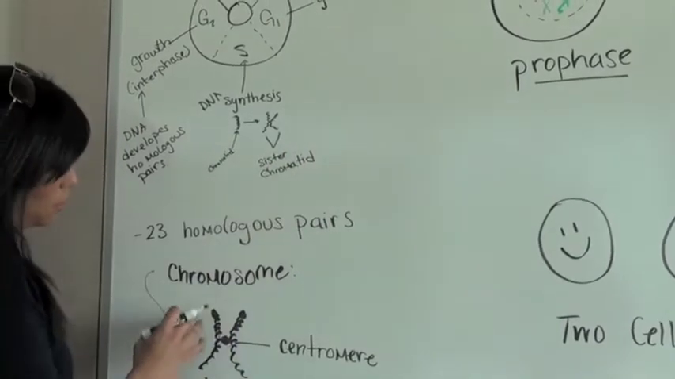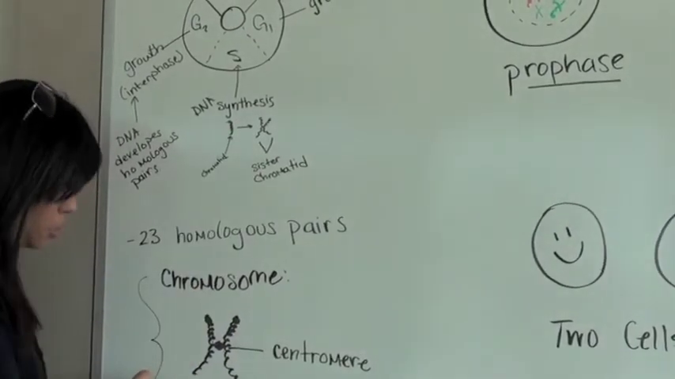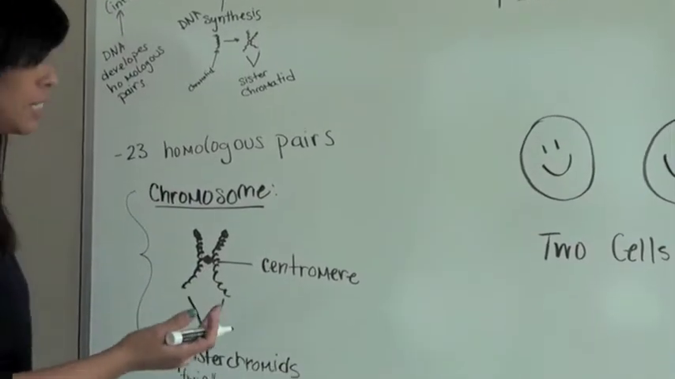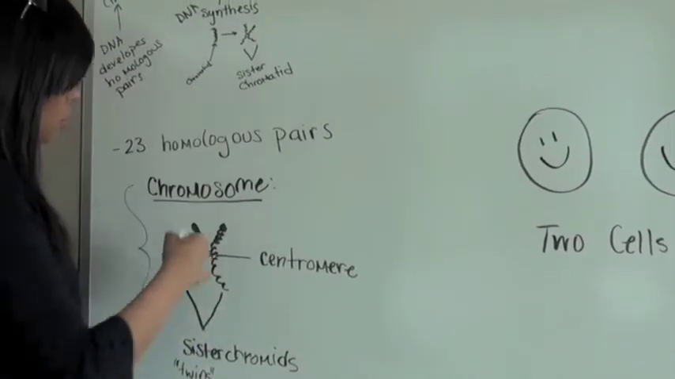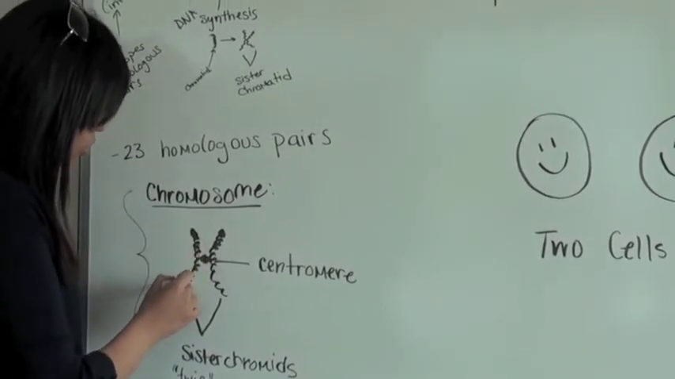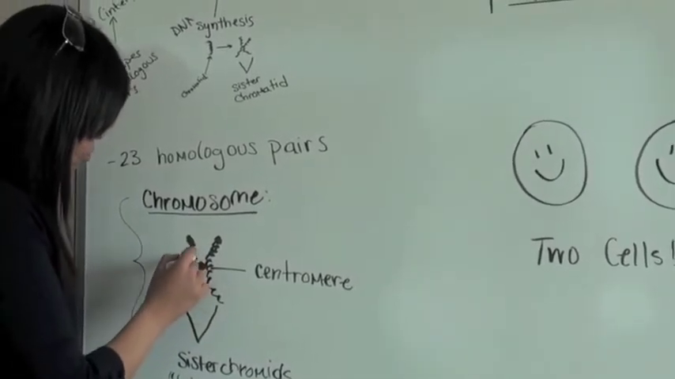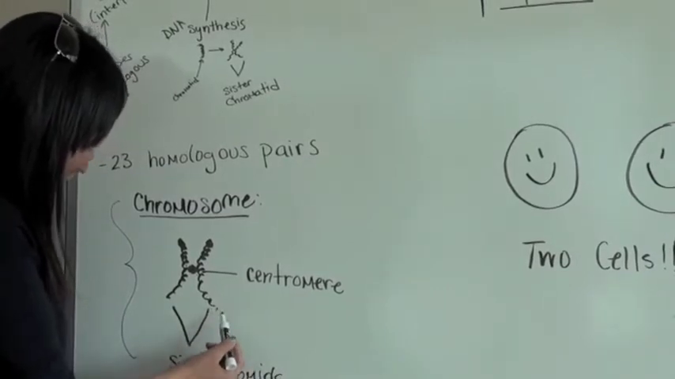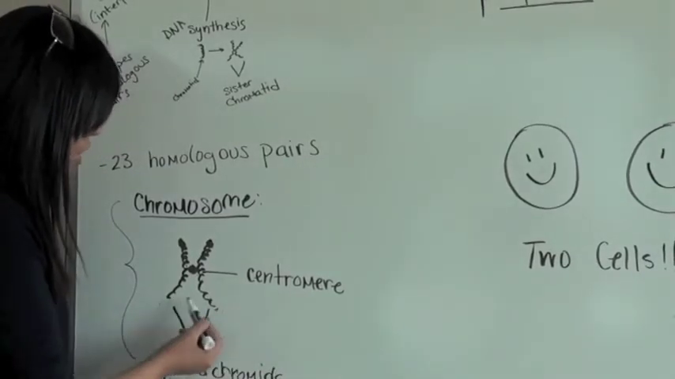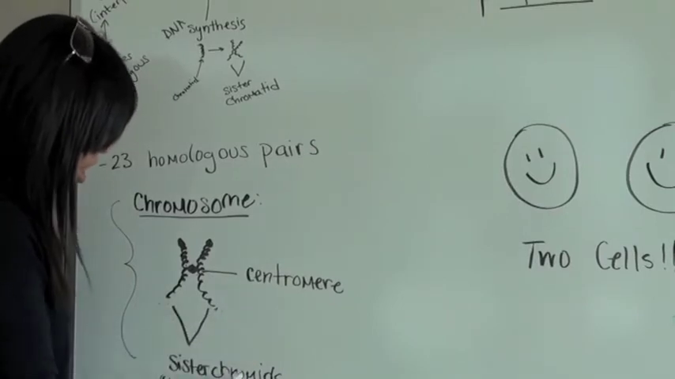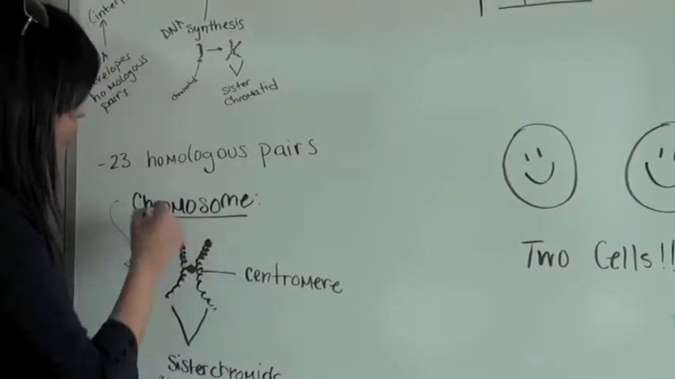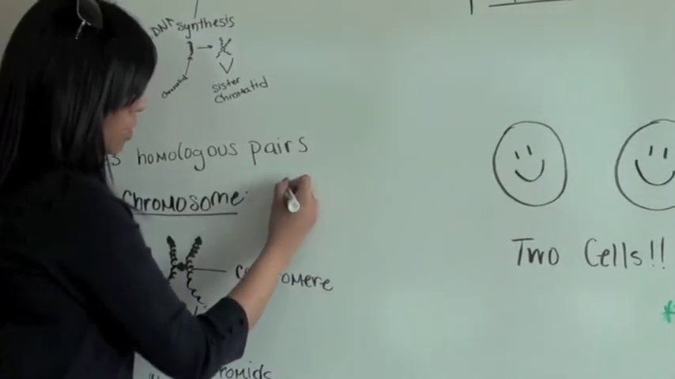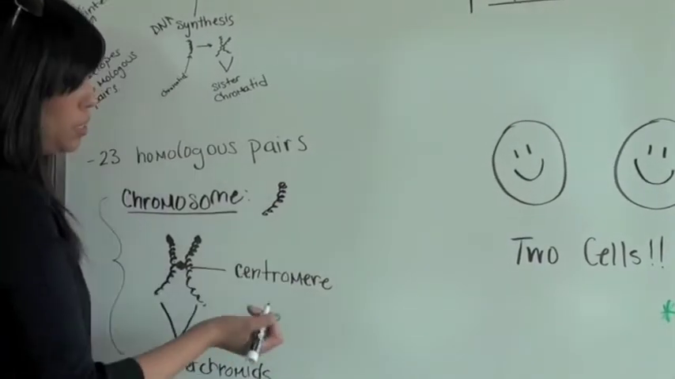This is kind of small, so I drew a bigger picture over here. And this is what a chromosome looks like, or what it consists of. So we have one chromatid, and then it replicates itself to make this sister chromatid. Now these two chromatids together are called sister chromatids. This is what generally a chromosome is called, but really a chromosome can just consist of one chromatid.